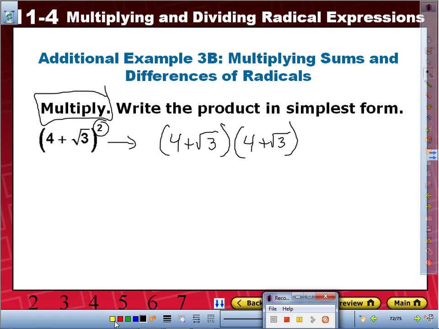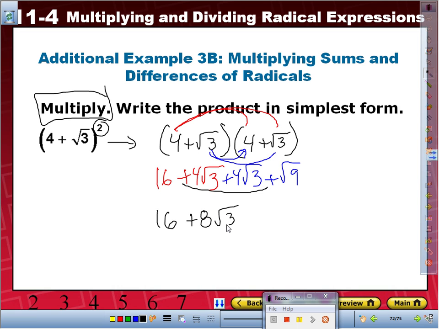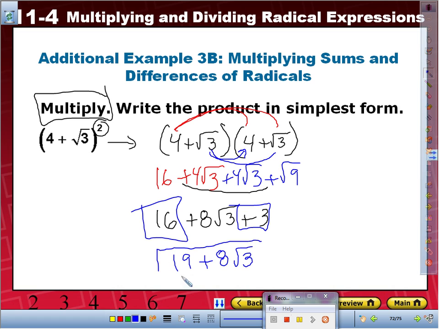Okay, as you're working through, let's see. Combine like terms. Here we go. I'm going to distribute 4 times 4, that's 16. 4 times square root of 3, that's 4 square root of 3. Next, square root of 3 times 4, that's plus 4 square root of 3. Square root of 3 times square root of 3, that becomes square root of 9. I bring everything else down. This is 16. Can I combine these two? Plus 8 square root 3 plus, what is square root of 9? 3. Can I combine like terms? 16 plus 3, that's 19 plus 8 square root 3. And we're done.